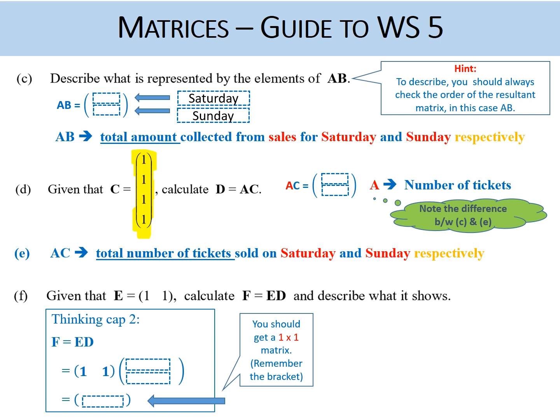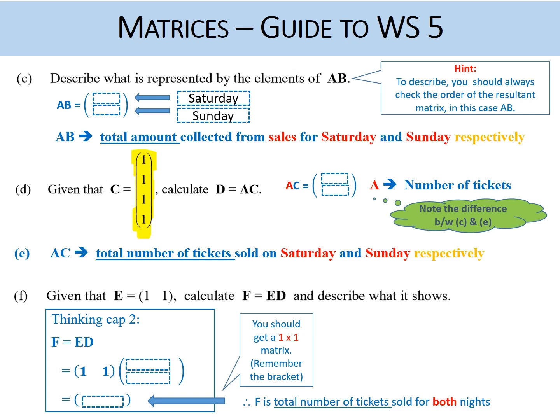So again, this is nothing new. Remember to put a bracket. And with this type of question, again, you need to describe what it shows. So you need to conclude with the final statement. Therefore, matrix F is referring to the total number of tickets sold for both nights.